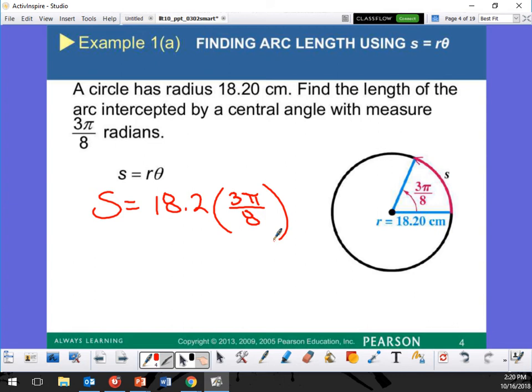All right, so S is going to be about 21.4. What are my units? Centimeters. Why do we get centimeters? It's on the board. There you go. Does that make sense?